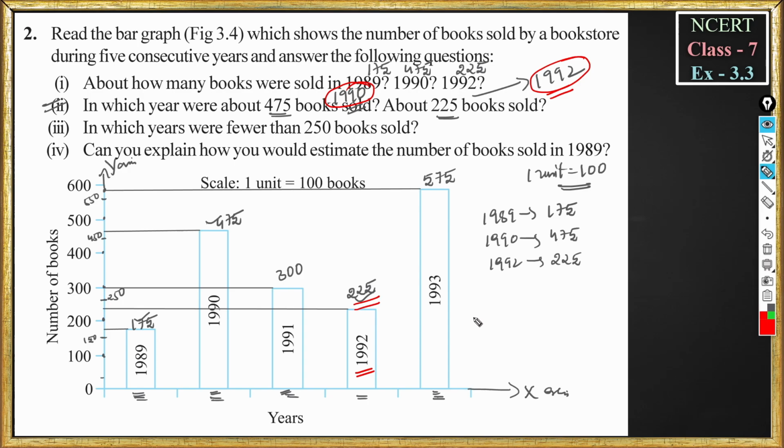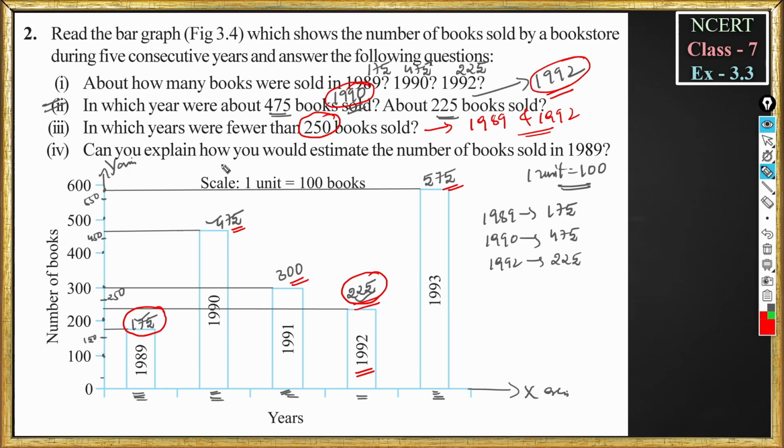Question number 3. In which years were fewer than 250 books sold? That means we should find the years where less than 250 books were sold. So in 1989, 175 books are sold which are less than 250. Whereas in 1990, 475 books are sold which are more than 250. 1991, 300 books are sold which are more than 250. But in 1992, 225 books are sold which are less than 250. But in 1993, 575 books are sold which are more than 250. So for question number 3, the answer is 1989 and 1992. In these years, fewer than 250 books were sold.